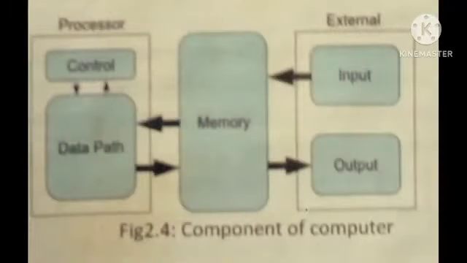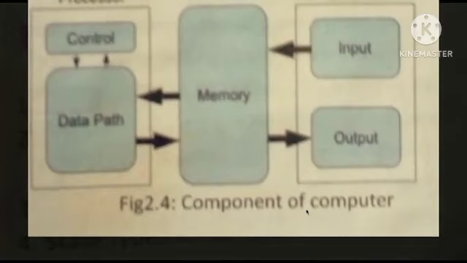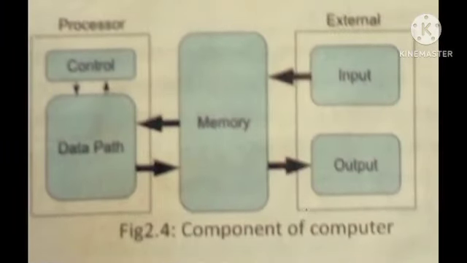Then we also have the data parts and components of data. Now, let's talk about the components of a computer. You have the processor, which is the first major component. Then you also have the memory, which is like an intermediary component. Then we also have the external, which is the one we see. It involves our output and input.